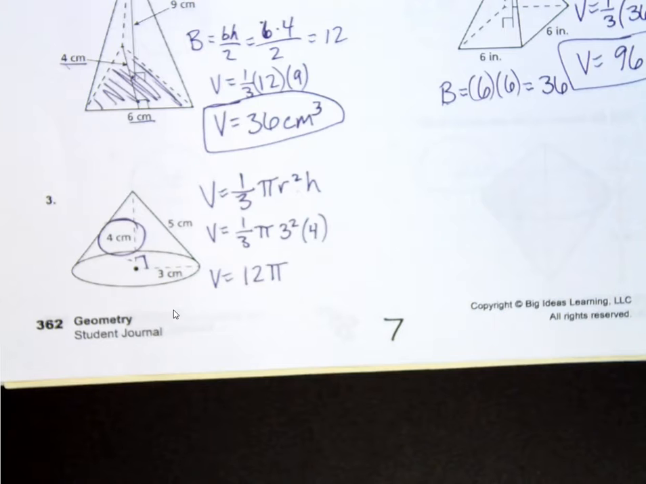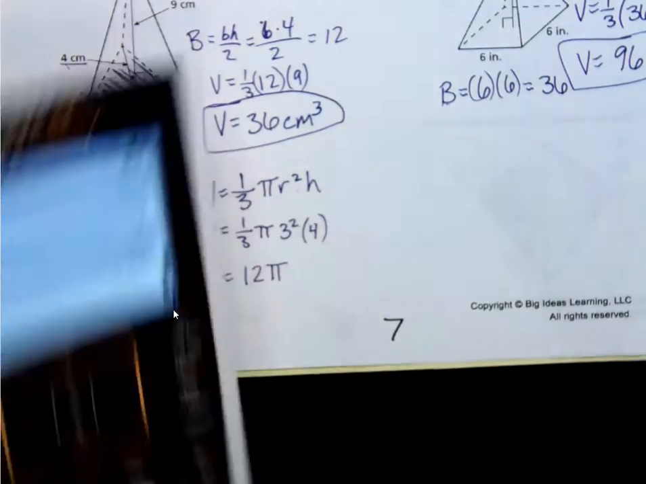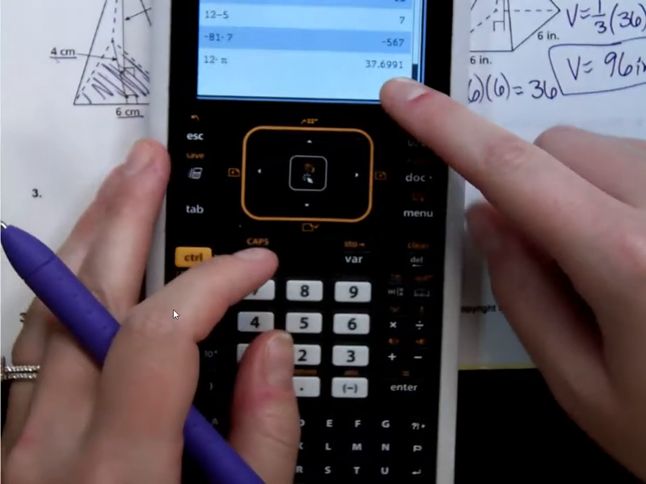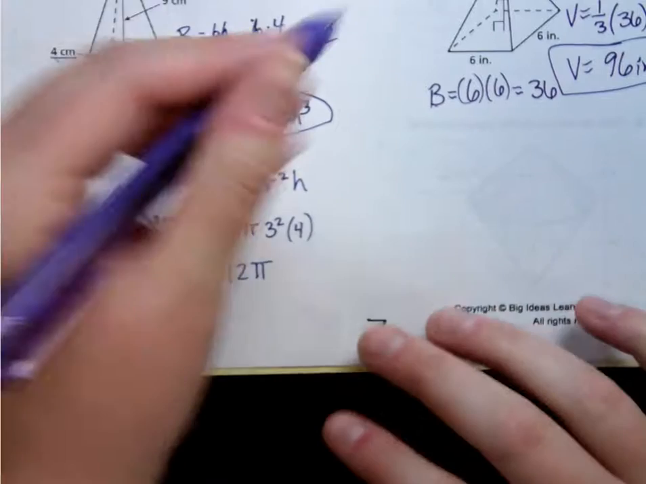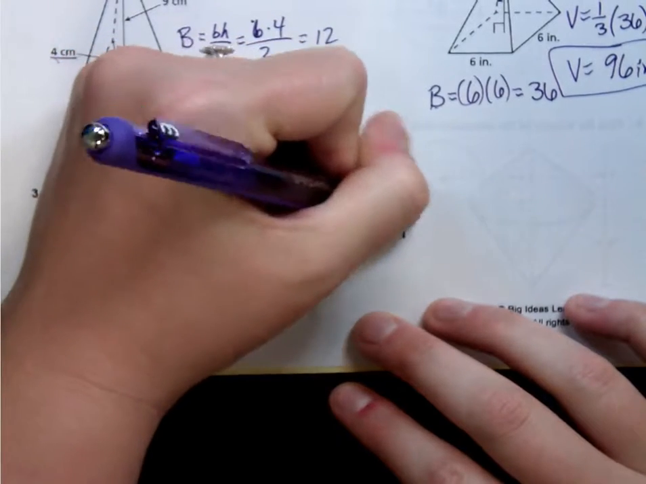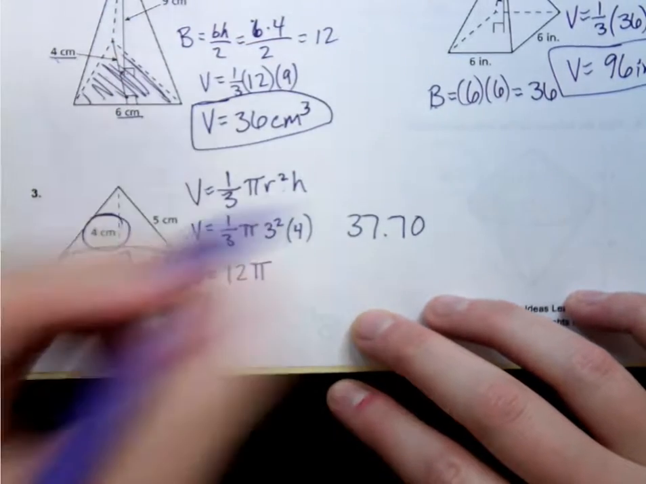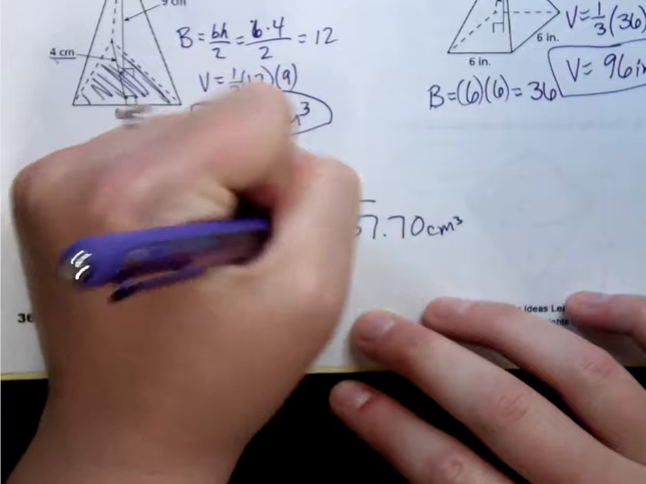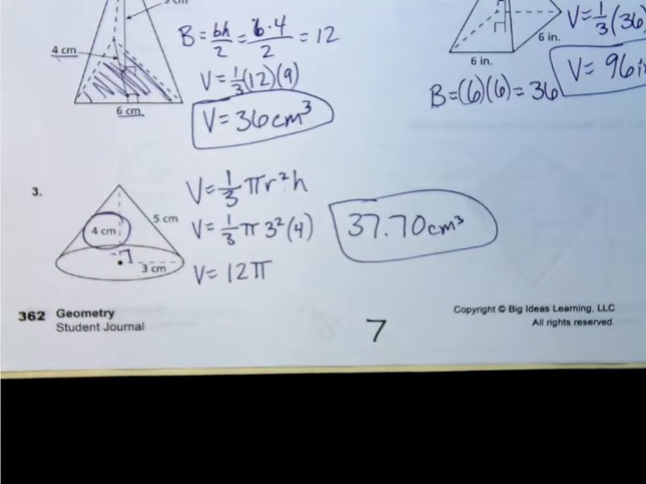I should get one. I was just going to say, yeah, in Big Ideas, they want it like this. So it's 37.699. So that's how it would want it in Big Ideas. And we can move on.